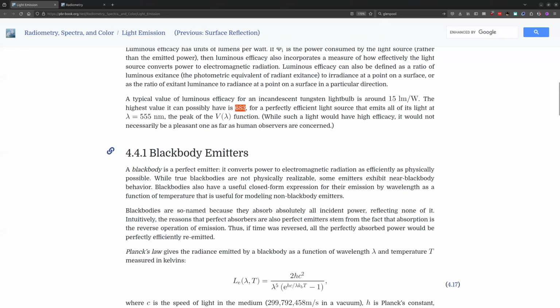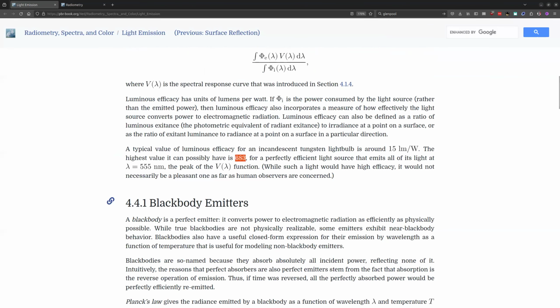Yeah, I also don't understand what's the point. Like, why it's unpleasant for humans if it's so efficient. What is 683? What are the units? What is it referring to? I think it's lumens per watt. Yeah, because they said 15 before.